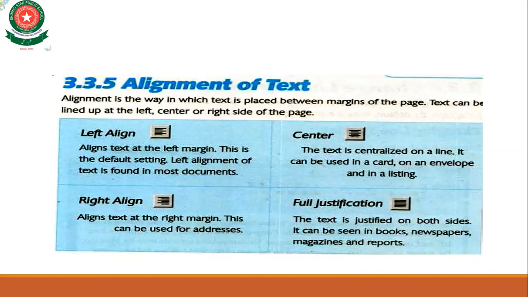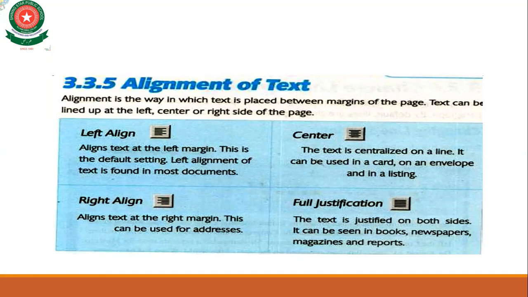First of all, what is alignment of text? Alignment is the way in which text is placed between margins of the page. Text can be lined up at the left, center, or right side of the page. The first one is left align, which aligns text at the left margin. This is the default setting. Left alignment of the text is found in most documents.